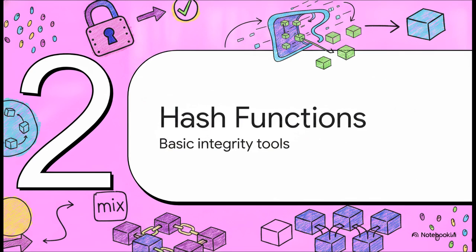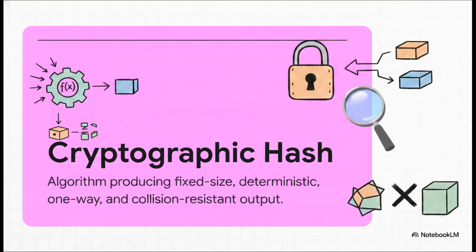Moving right along to Section 2, cryptographic hash functions. The crucial point to understand here is that a hash function is entirely deterministic. The exact same input file will always flawlessly produce the exact same output string. Even the tiniest change in the input data, like changing just a single capitalized letter to lowercase, will radically alter the entire resulting hash value.